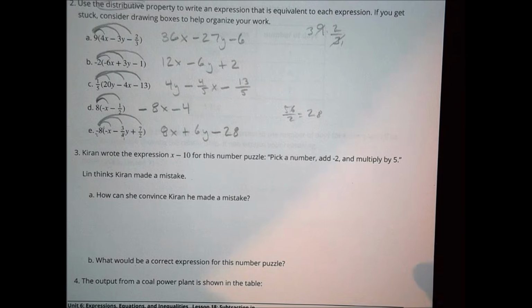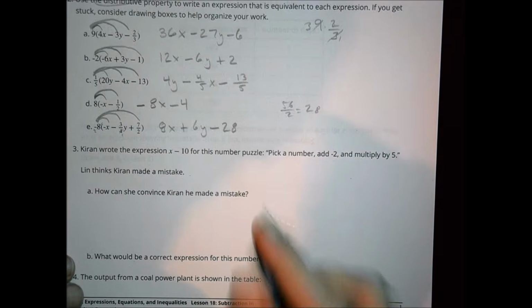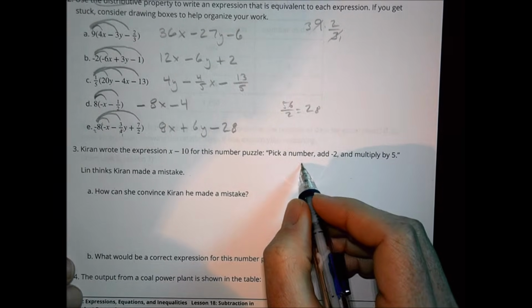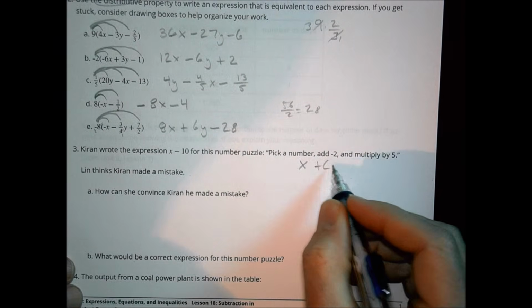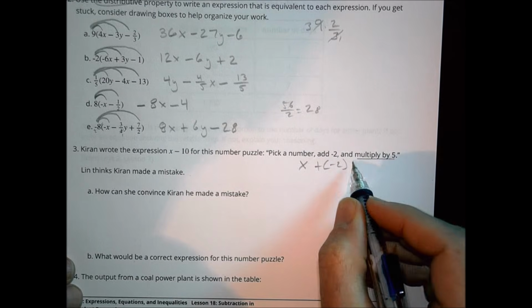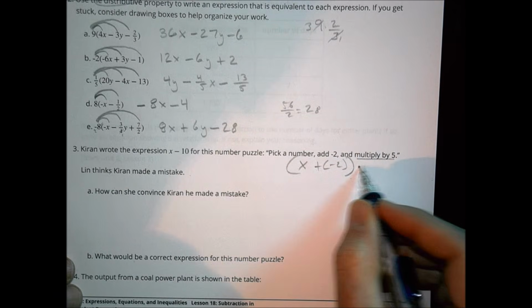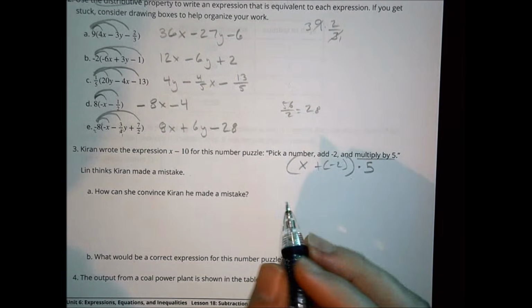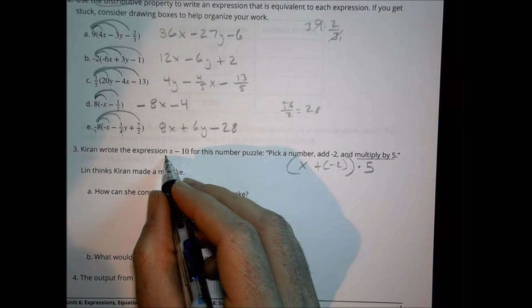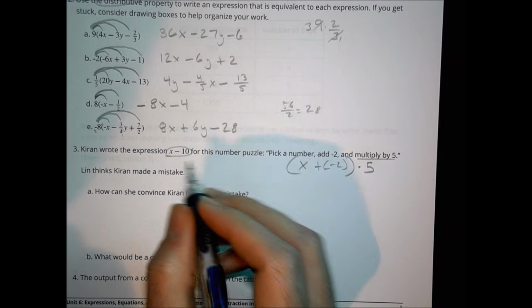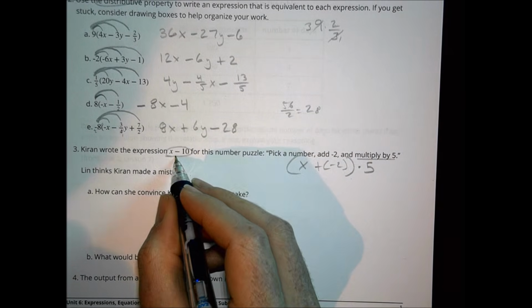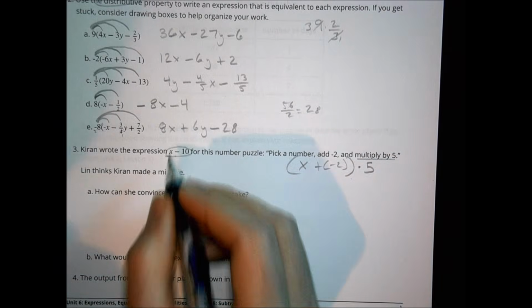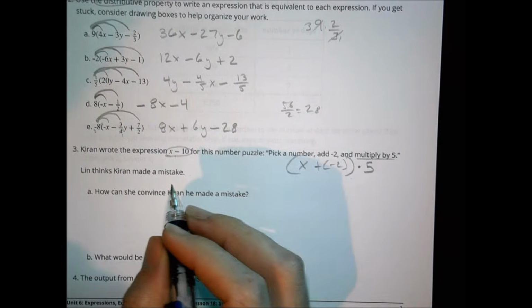Number 3, Kieran wrote the expression x minus 10 for this number puzzle. Pick a number, add negative 2, and then multiply by 5. Lynn thinks Kieran made a mistake. How can she convince Kieran that he made a mistake? Well, it might be good just to actually pick a number and try it out, okay? He thinks that this should work, okay? So let's see. Is this the same as this? Well, let's try a number like, let's go with the number 2.